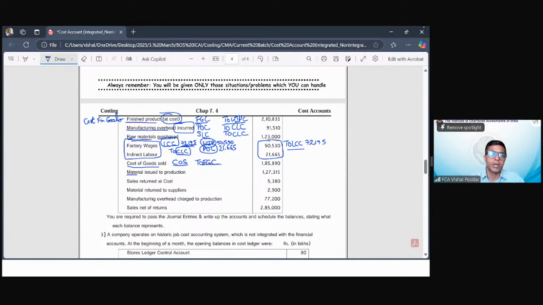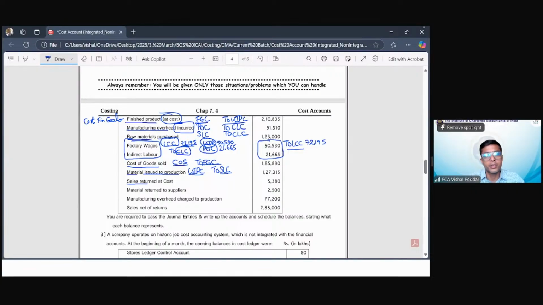Now, the material I am using for production. So factory, I'm transferring the material is debited, and from where it is getting transferred, it is getting transferred from the material account, which is SLC. So factory is getting the material. So factory, that is WIP control, is debited. Who is giving the material? The material stores is giving the material. So stores ledger control is credited.